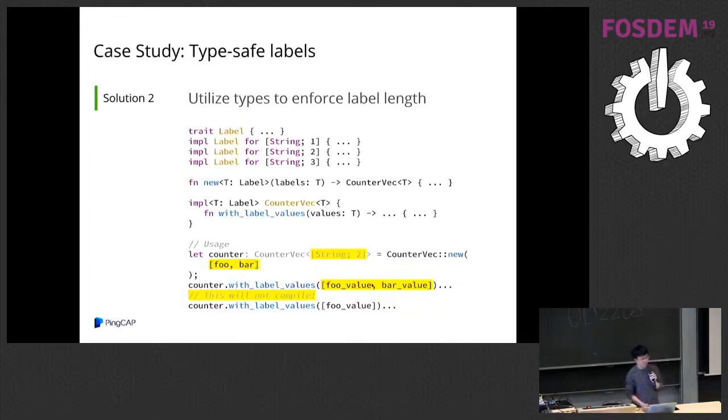If you want to pass an array with 1 string or 3 strings or any other length, the compiler will reject your code. So in this way, you ensure that the number of labels you pass when you record the metric is exactly the same as when you created it, while you don't have to check its length at runtime. So it's both safe and fast.